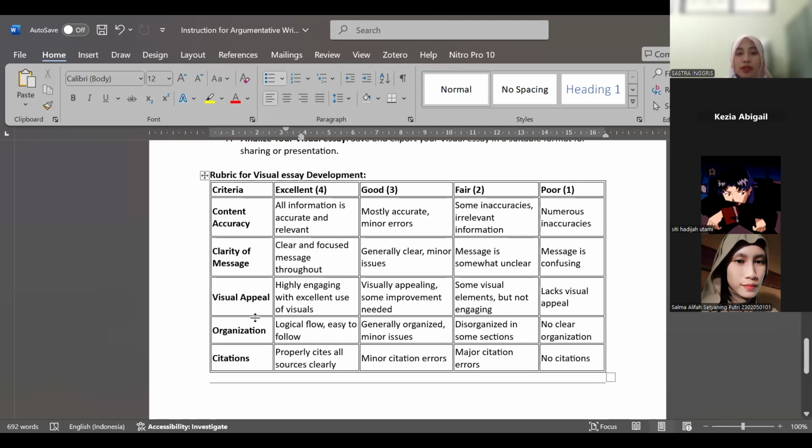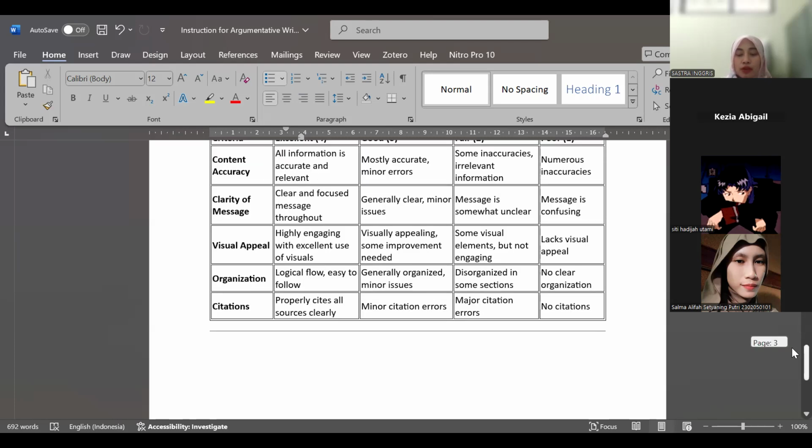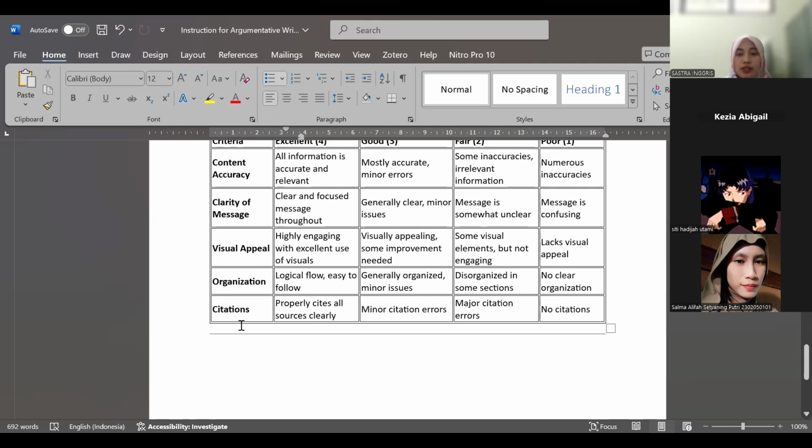Then visual appeal: the visualization, is it highly engaging, and so on. And then organization: logical flow, easy to follow, from argument one, argument two, and the way you put the counter arguments there, put your refutations and rebuttals, and so on. And then citations: properly cites all sources clearly.